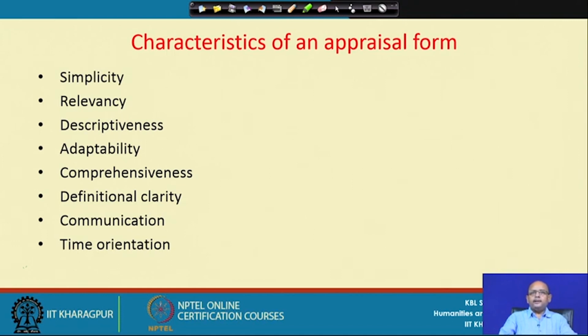Then make sure that it is comprehensive. What I mean to say here by comprehensiveness is that it includes all aspects of performance, and that is why, you remember the example that I just gave, you are going to include behavioral as well as result both.